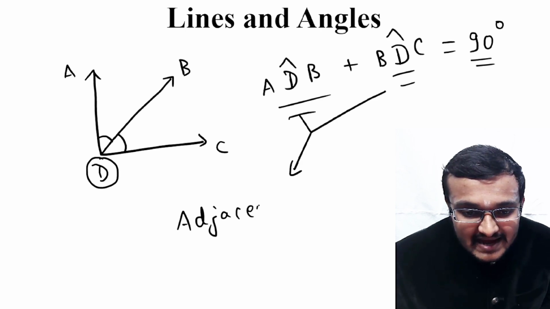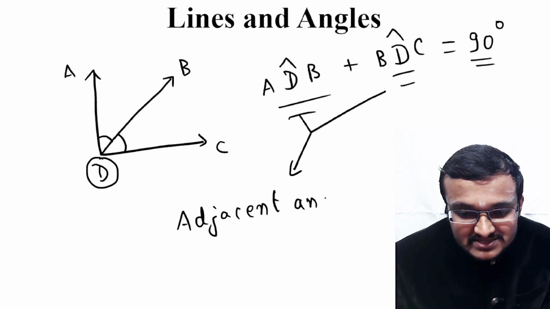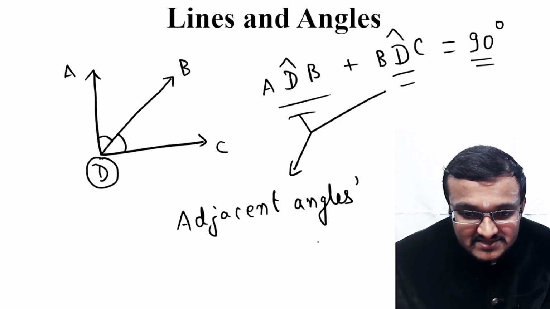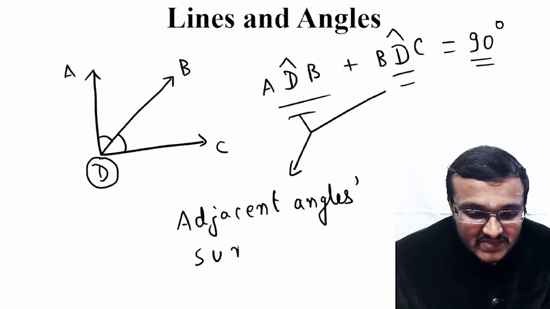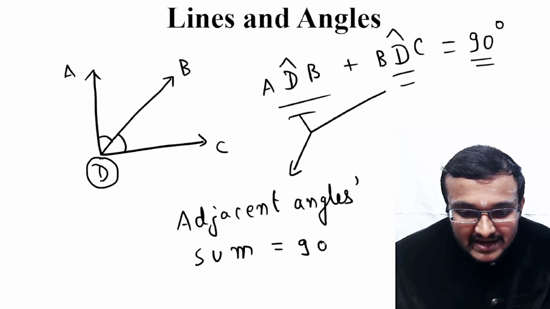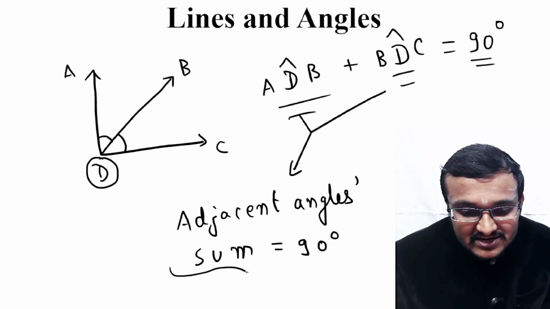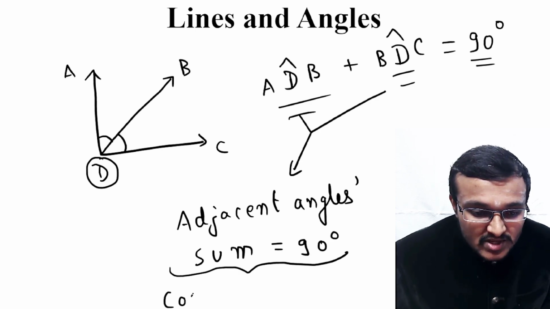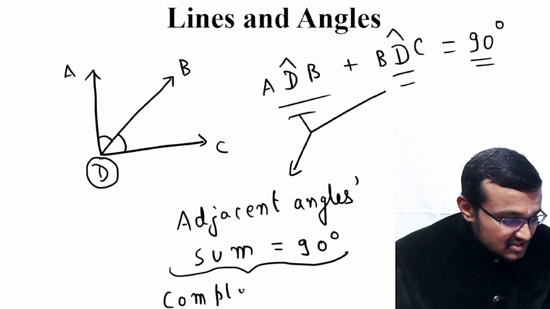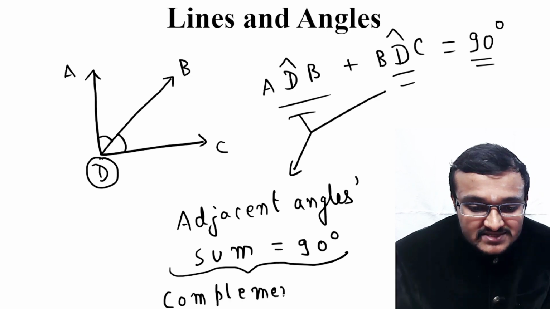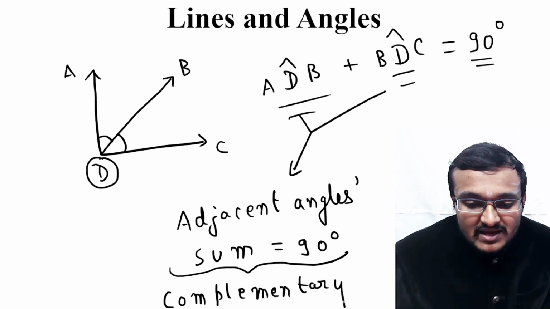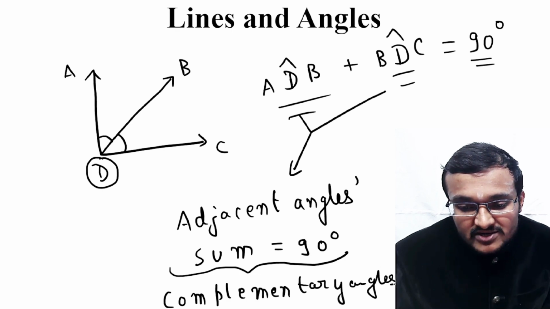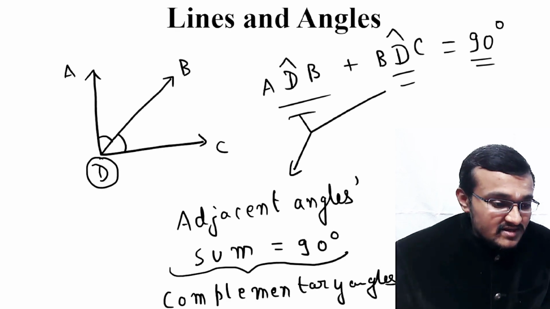Here ADB and BDC are adjacent angles, and if the sum of these adjacent angles is equal to 90 degrees, then these kinds of angles are known as complementary angles. So these kinds of angles are known as complementary angles. So this is one more term which you have to remember.